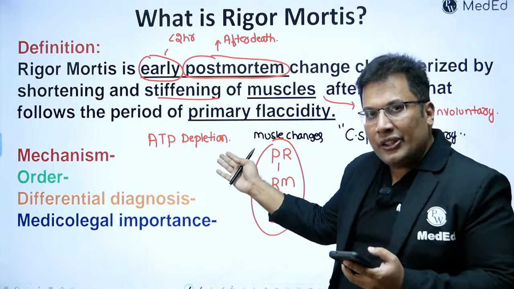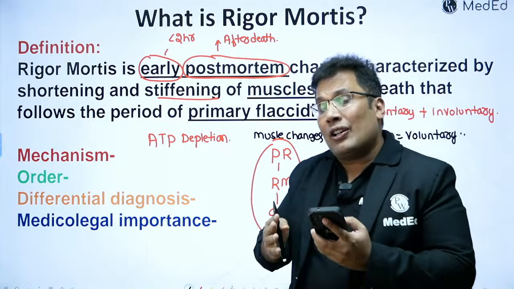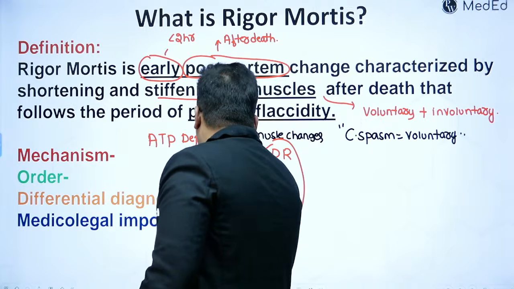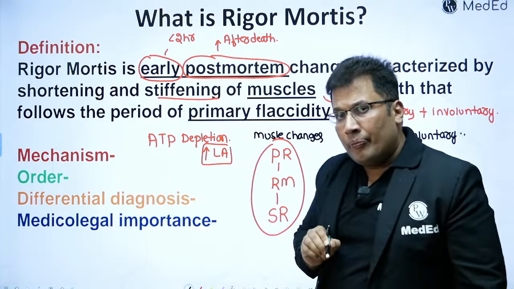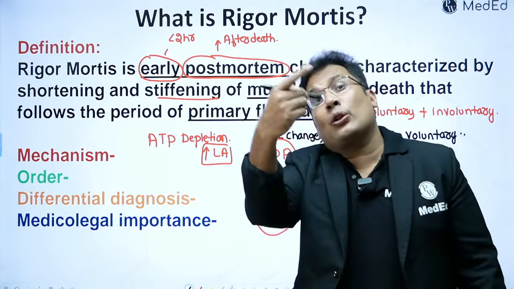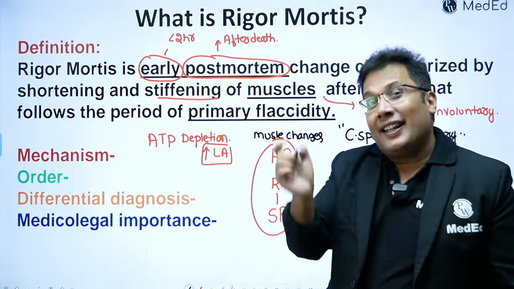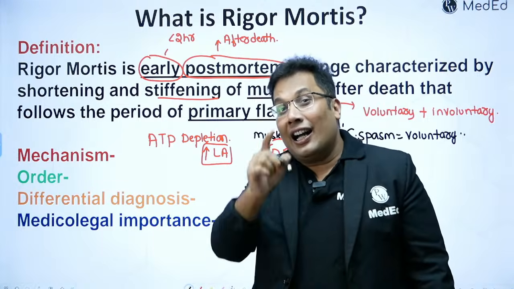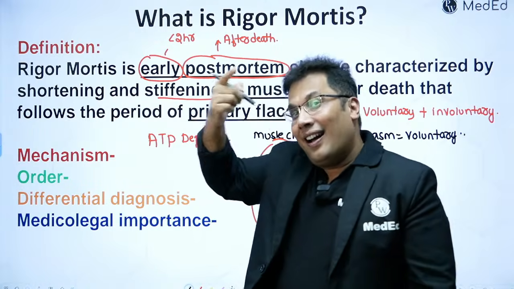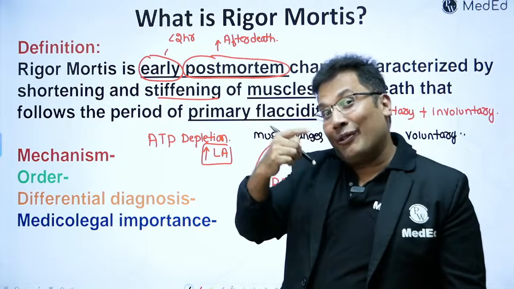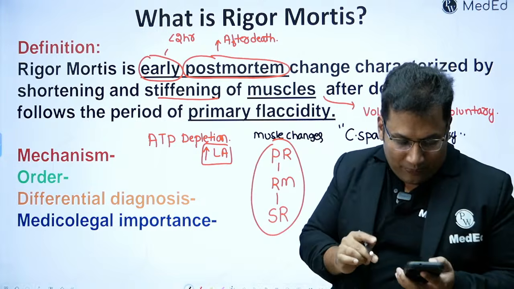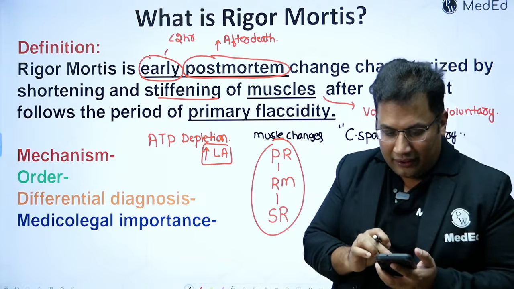So basically ATP depletion, and in case of rigor mortis, there will be an increased lactic acid level. That's why it is known as acid rigor. Rigor mortis is also known as acid rigor. Cadaveric spasm is also known as alkaline rigor. Acid rigor means rigor mortis, alkaline rigor means cadaveric spasm. So you have to remember this.